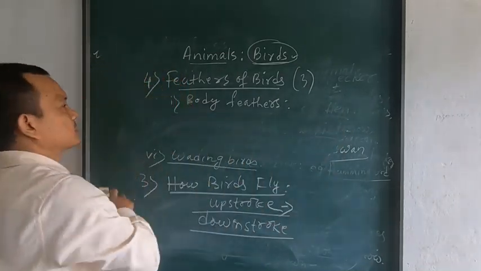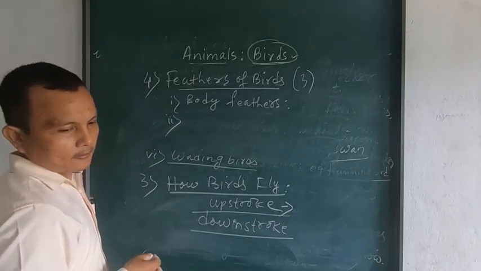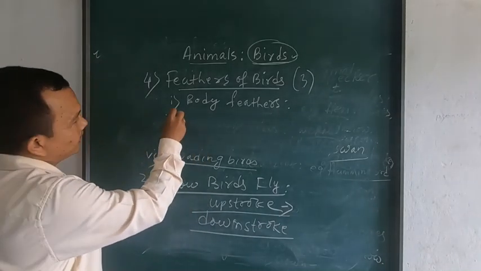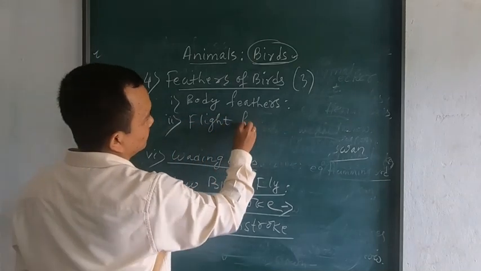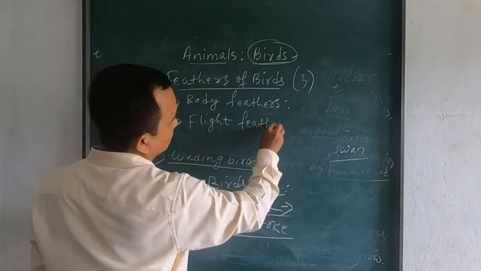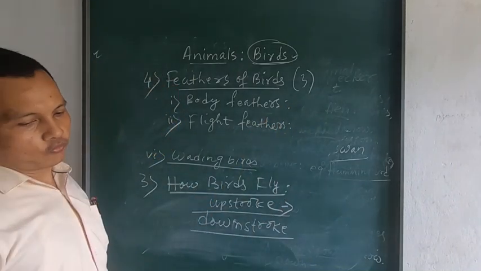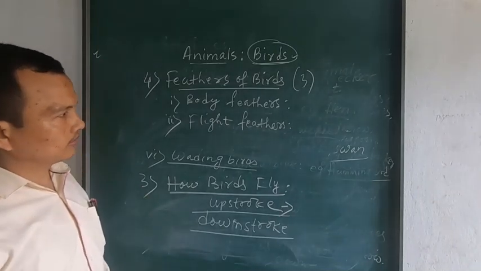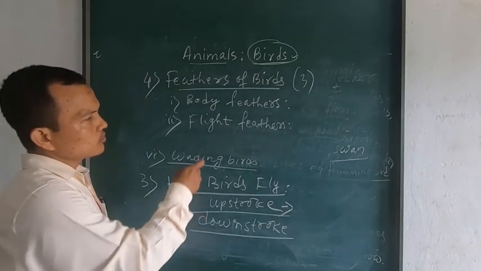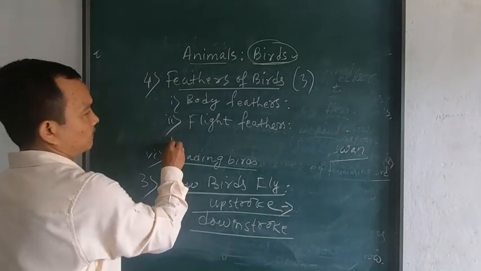And the second point is the flight feathers. Flight feathers are used for flapping and balancing the direction. They are usually found in the wings and tail of the bird.